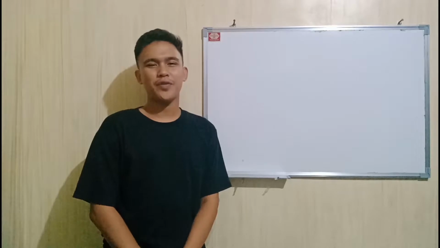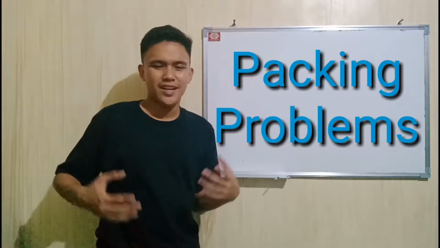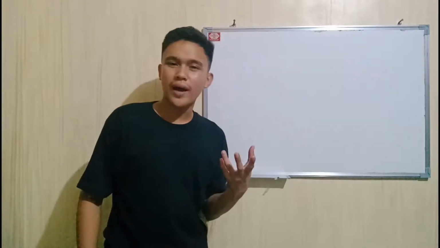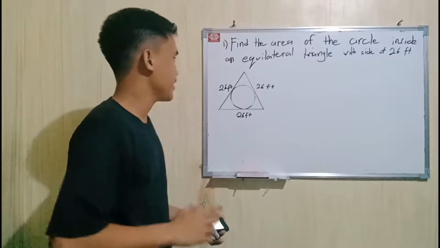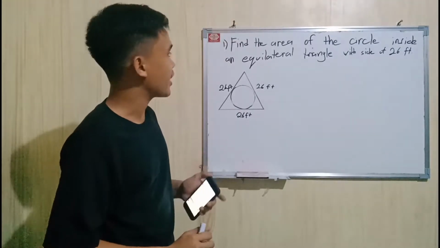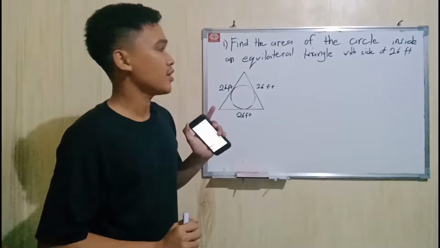In this video, we will talk about packing problems. Packing problems are problems that involve attempting to pack objects together. So the number one example is: find the area of a circle inside an equilateral triangle with a side of 26 feet.